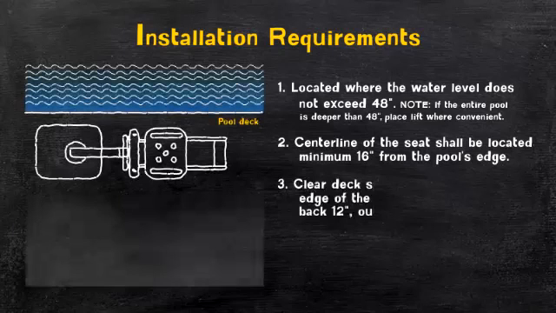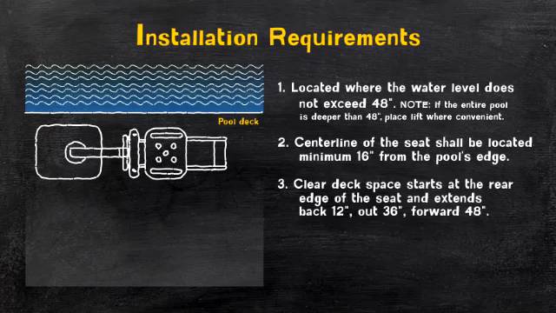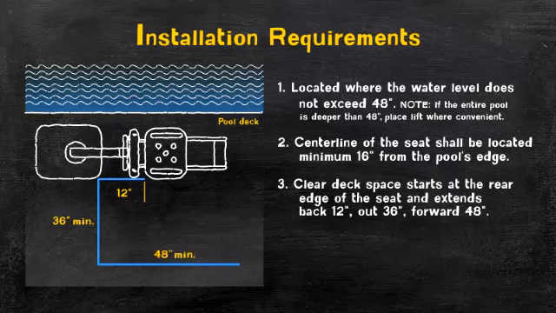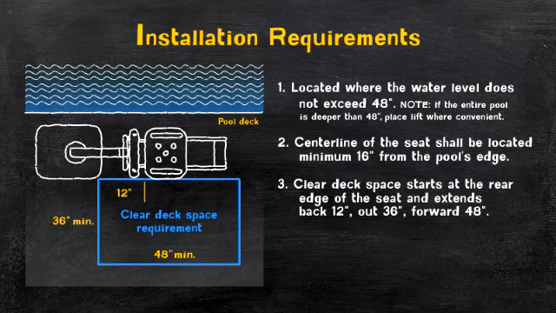Additionally, clear deck space shall be provided parallel with the seat. This clear space starts at the rear edge of the seat opposite the pool and extends back 12 inches, out 36 inches, and forward 48 inches. Now that we understand both elements of our equation, let's take a look at a few real-world scenarios and solve for C to see if we're compliant.